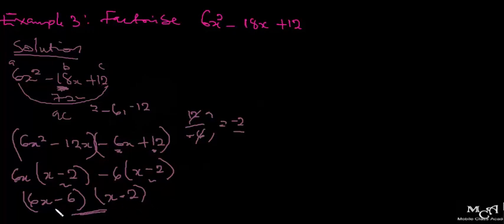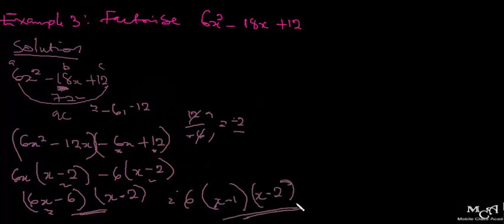But we can still go further and take out what's common here. We can say 6 bracket x minus 1, x minus 2. So we can do it this way, or we can do it this way. If we check our factorization method, what we have here should give us what we have here. Now let's check.